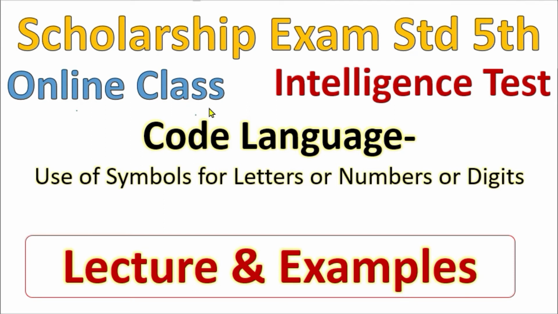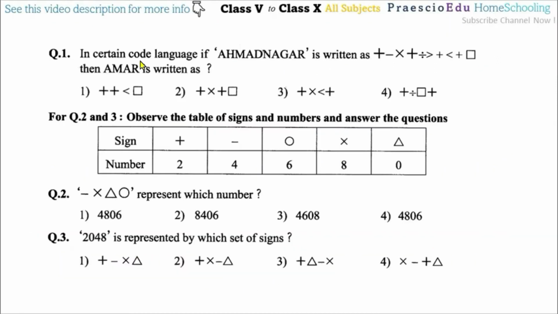This is Scholarship Exam Standard 5th online class, subject Intelligent Test, and the topic is code language. In this one, we use symbols for letters or numbers, or we can say digits. Through the examples only, we can understand exactly what this topic is.